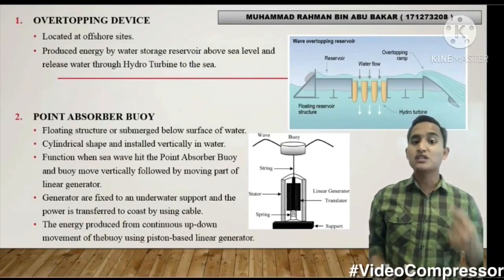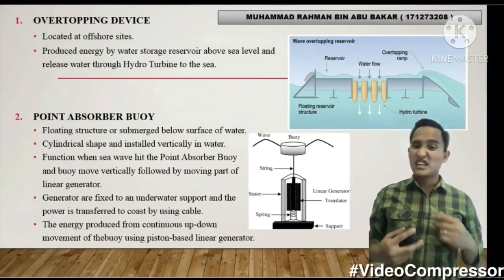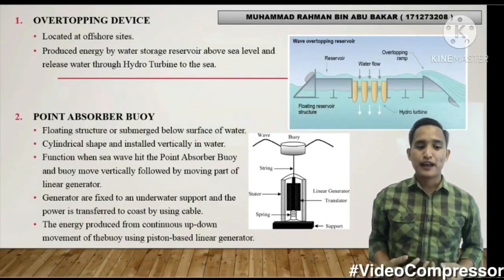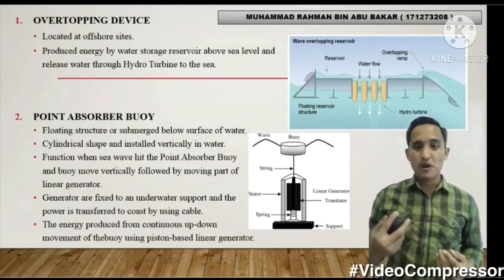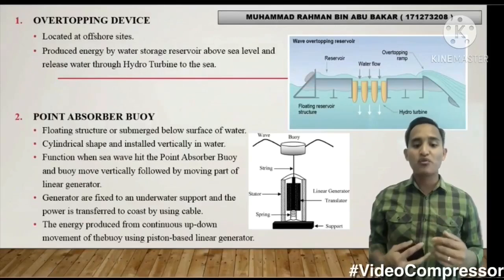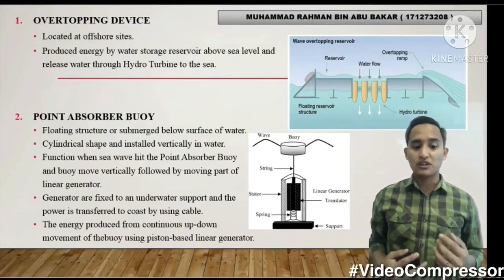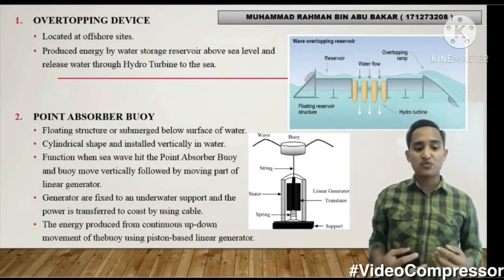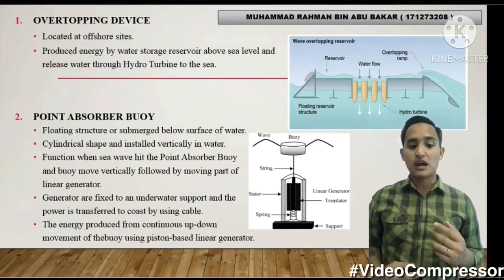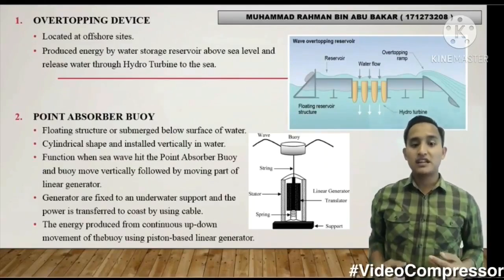Number 2 is the point absorber buoy. It is a floating structure or submerged below the surface of the water. It is cylindrical in shape and installed vertically in the water. Its function is when the sea wave hits the point absorber buoy, the buoy moves vertically, followed by the moving part of a linear generator. The generator is fixed to an underwater support, and the power is transferred to the coast using a cable. The energy is produced from the continuous up-down movement of the buoy using a piston linear generator.